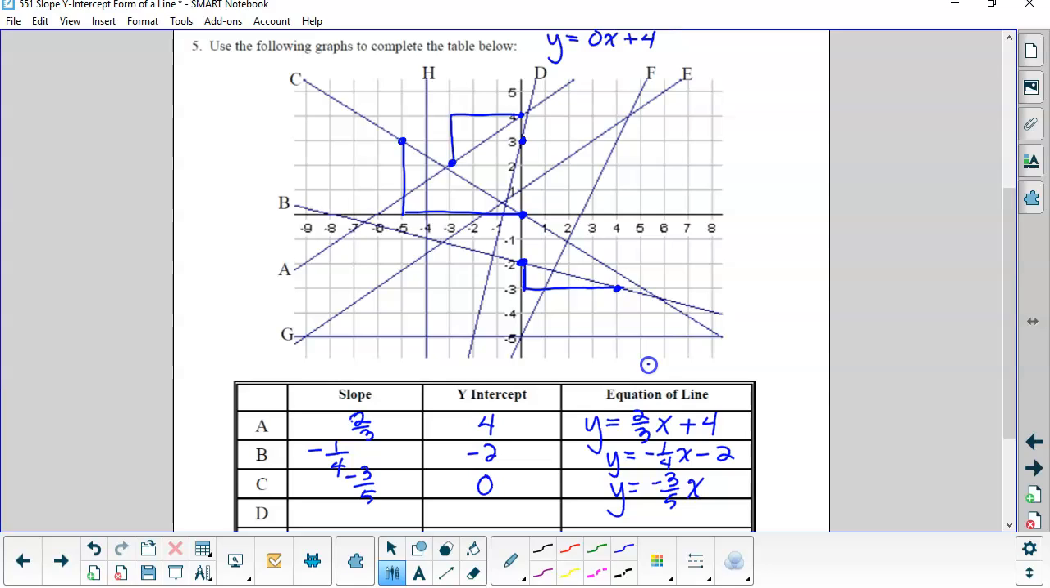D, y-intercept is 3. Choose another nice point. There's 1, so we're going up 4 to the right 1, which we show just as 4. We want to show it in lowest terms. So 4 over 1 is 4. And that's going to be y equals 4x plus 3.